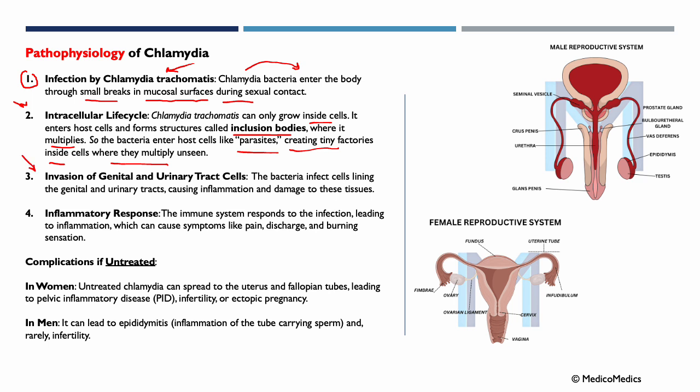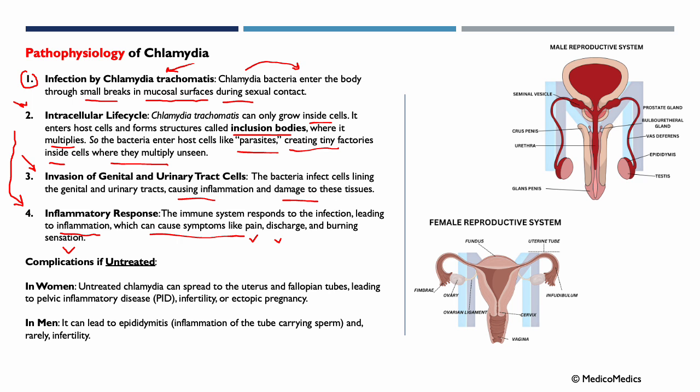We then have the invasion of our genital and urinary tract cells. The bacteria infect cells lining the genital and urinary tracts, causing inflammation and then damage to these tissues. Of course, following all of that, we then arrive at our inflammatory response. The immune system responds to the infection. This will then prompt inflammation, which can cause the symptoms we then observe, like pain, discharge, or burning sensation.